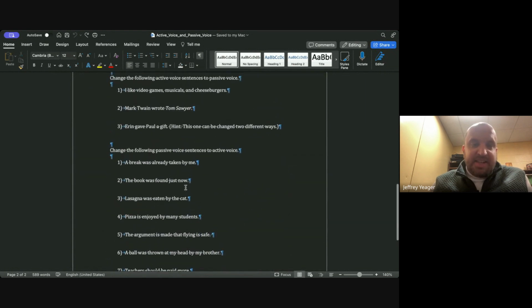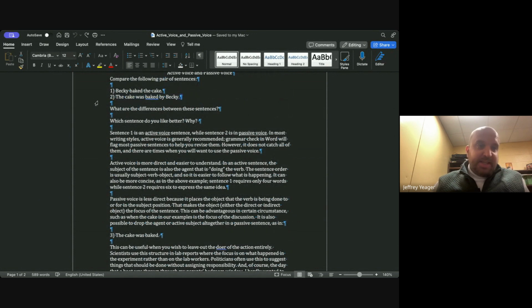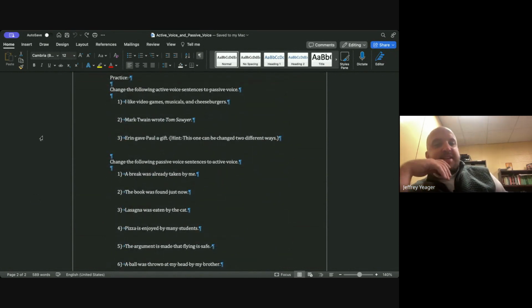Take a look at some of these example sentences. Change the following passive voice sentence to active voice. So remember, the cake was baked by Becky. The cake's being acted upon. Something's going to be acted upon here. So a break was already taken by me. The break is being taken by me. So, a way to flip it, again, think of flipping the subject and the object around. And whenever you make it passive to active, you can cut that linking verb out. You can say, I already took a break.